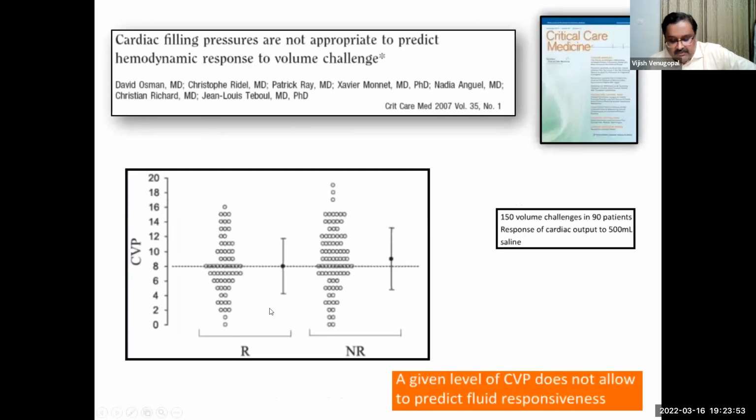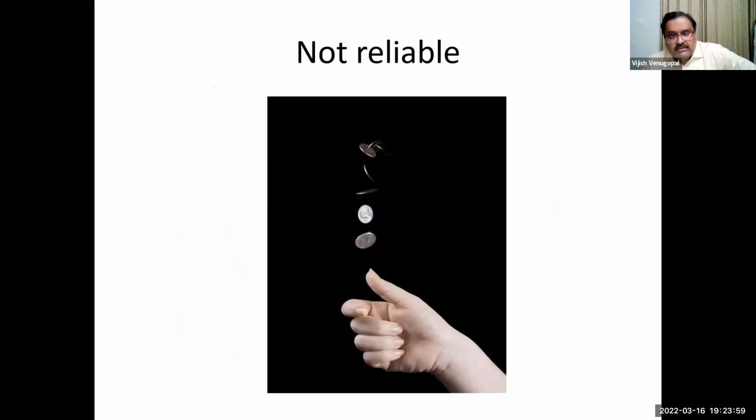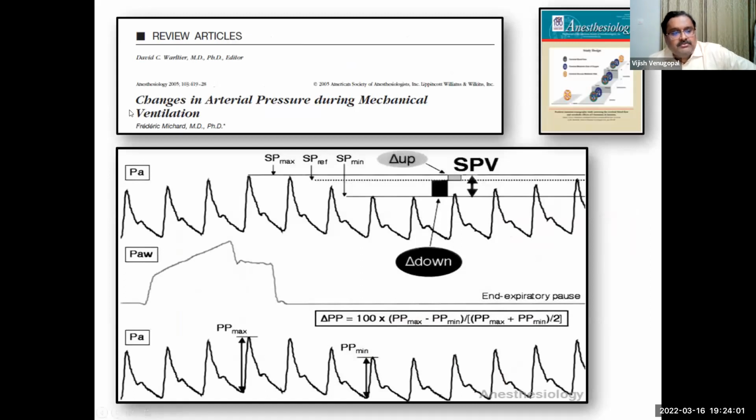CVP and pulmonary artery occlusion pressures are no more considered to be reliable. They are static, and it's just like tossing a coin. So nowadays, you find the changes in arterial pressure during mechanical ventilation. You have algorithms embedded in most of the monitors now, which give you the pulse pressure variation.